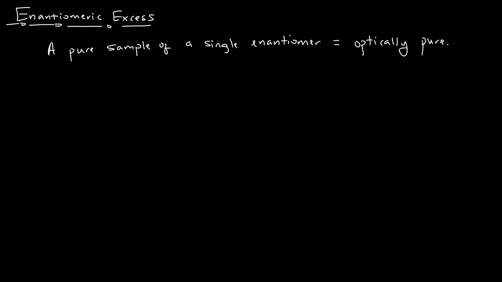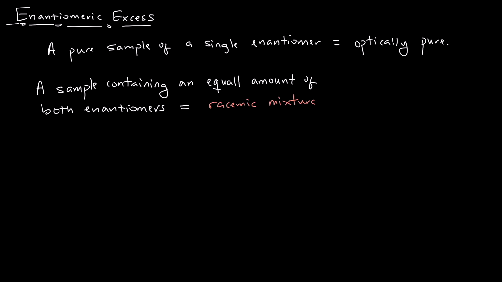So let's think about some concepts first of all. If we have a pure sample of a single enantiomer, we call that pure sample optically pure. If you have a sample containing an equal amount of both enantiomers, we call that sample a racemic mixture. And racemic mixtures are optically inactive. So they do not rotate plane polarized light in any direction.